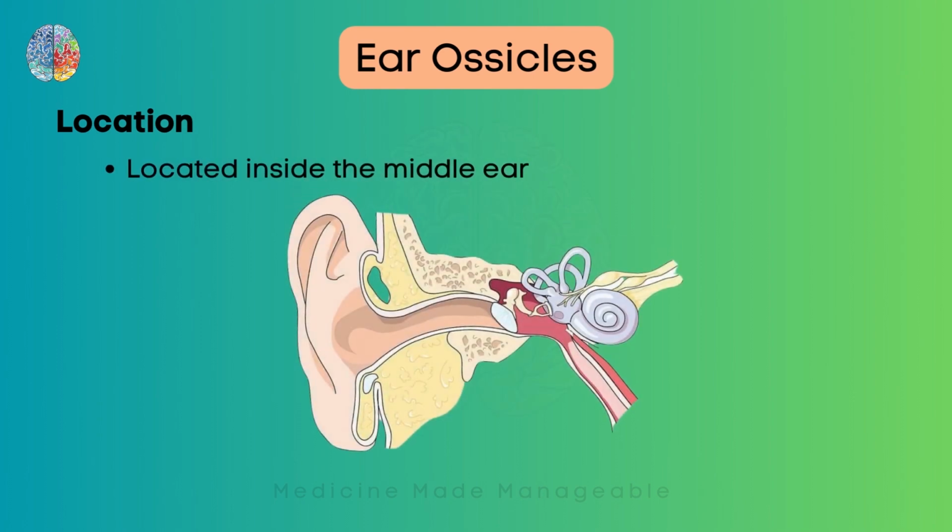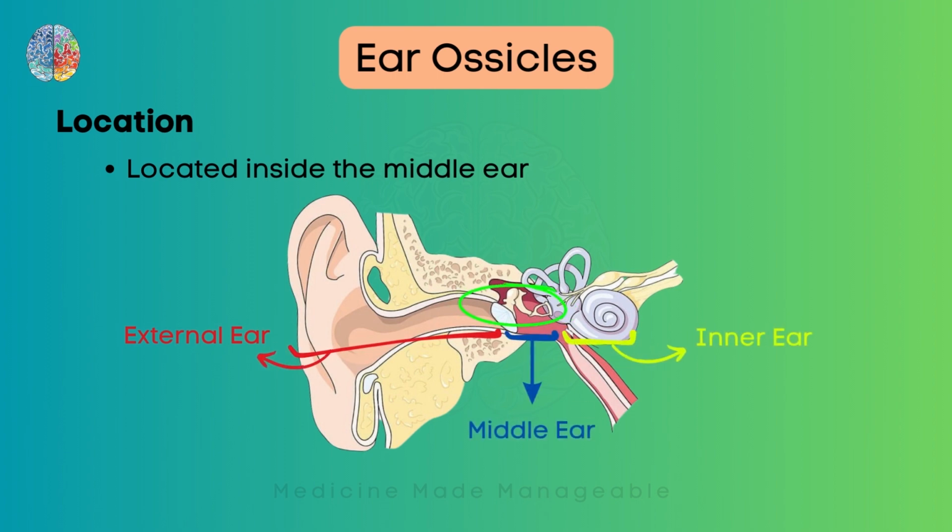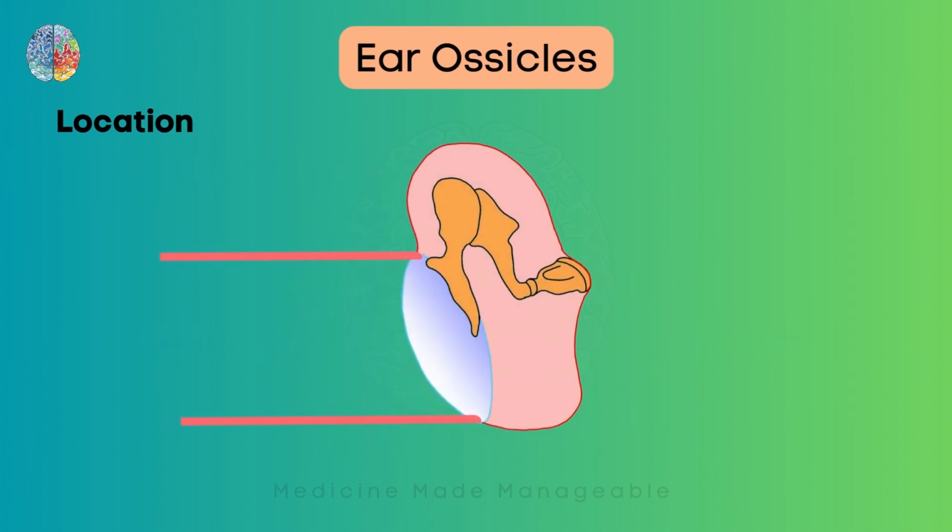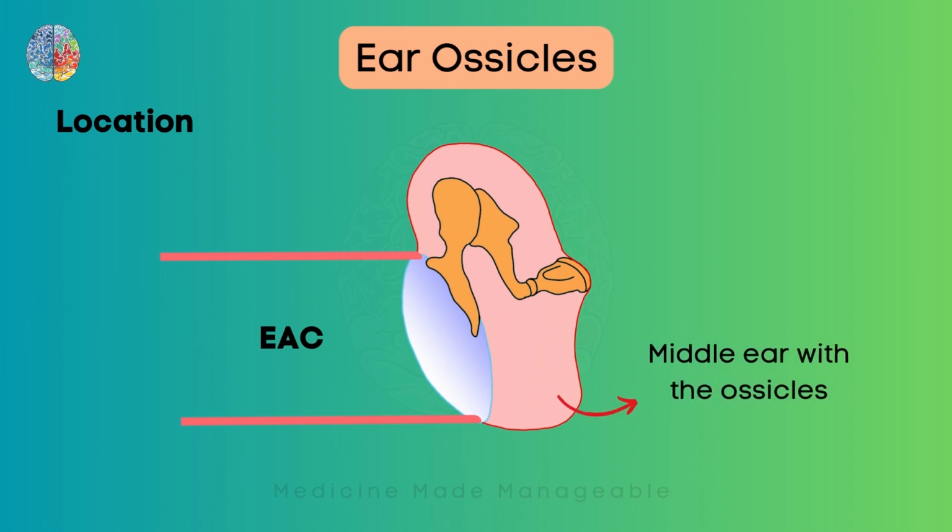So this is a cross section of the ear. This is the external ear. This is the middle ear and this is the inner ear. This is exactly where the ossicles are located, inside the middle ear. Now let's zoom into this part and take a closer look. This is a zoomed in version, and just to orient you again, this is the EAC or the external auditory canal, and this is the middle ear with the ossicles.